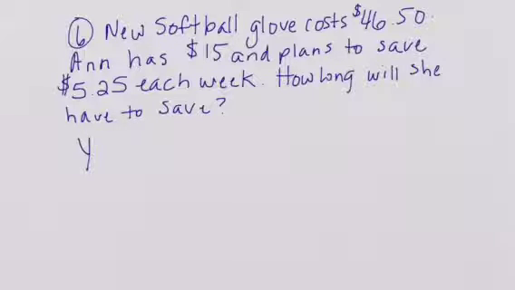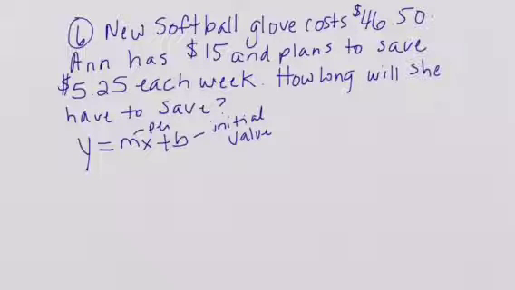So our equation we're going to use is y equals mx plus b. Remember that the m is your per amount, whatever somebody's going to do per month, per hour, per day. And remember that your b is your initial value. That's your starting point. How much do you have, or what are you starting with?